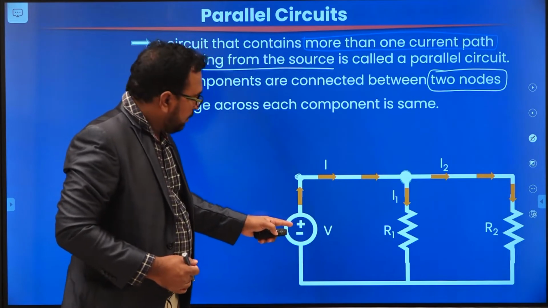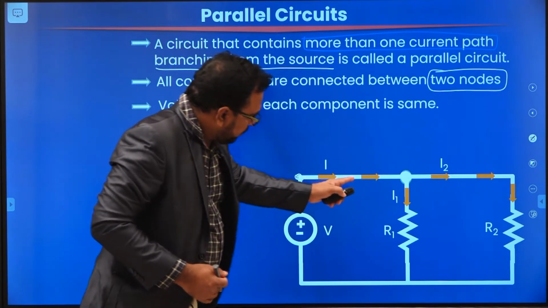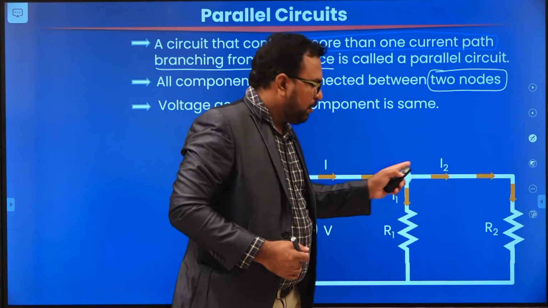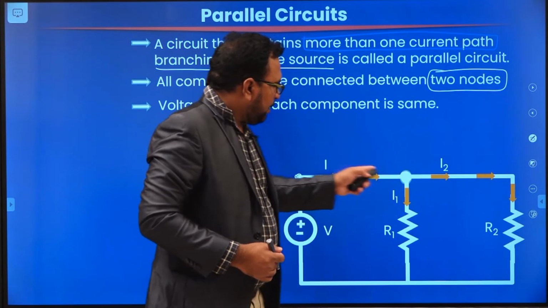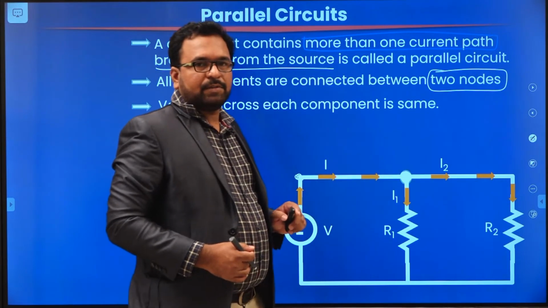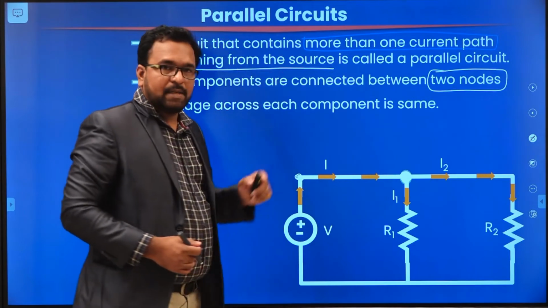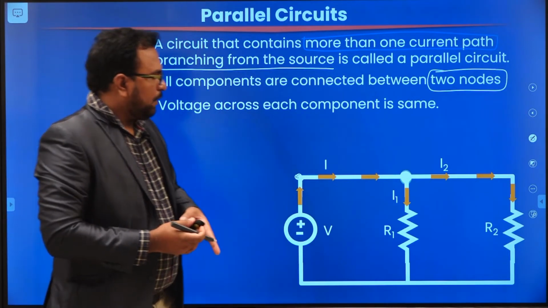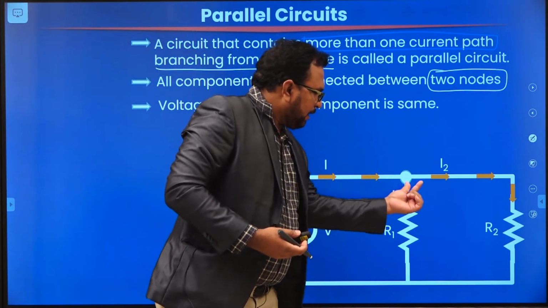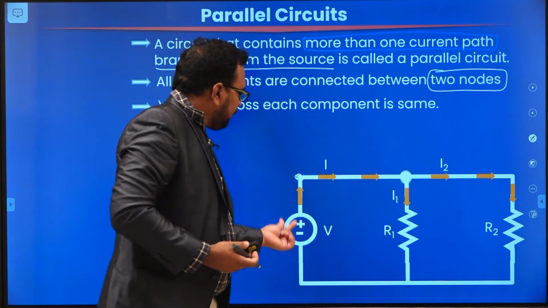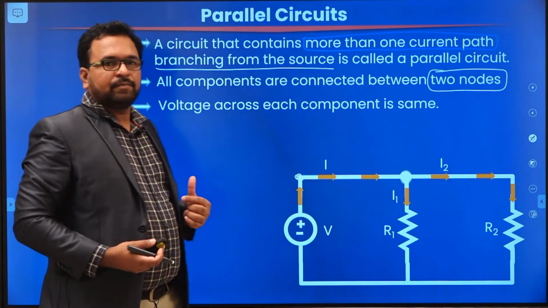Keep that in mind. The current coming from the source is dividing here. That means the two branches are formed from the source only. Then only are we going to call it a parallel circuit. So whatever current is dividing, that current divides from the source only.